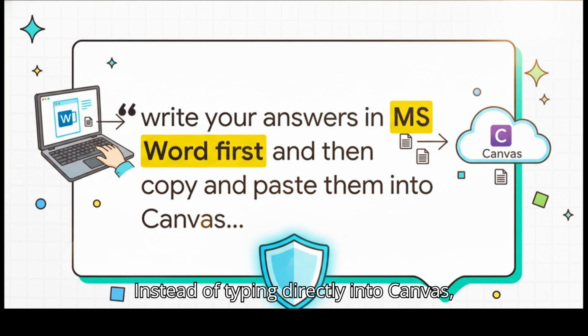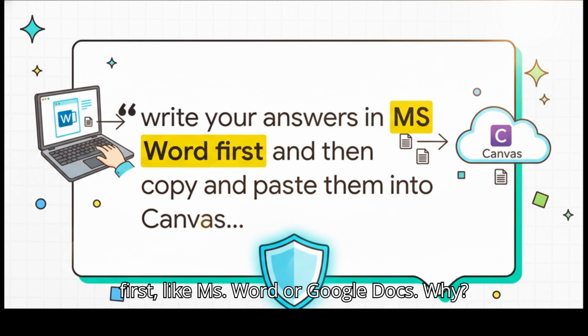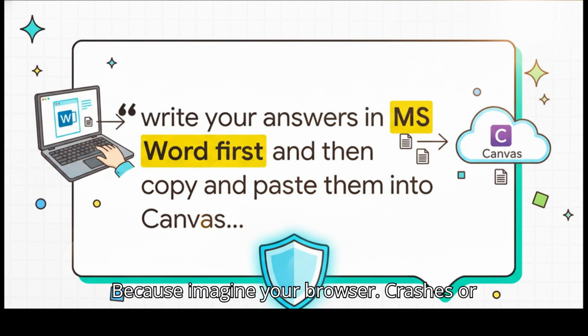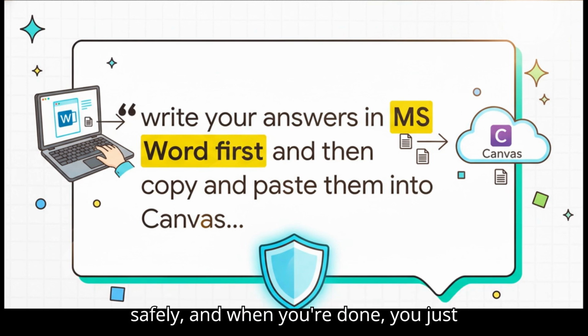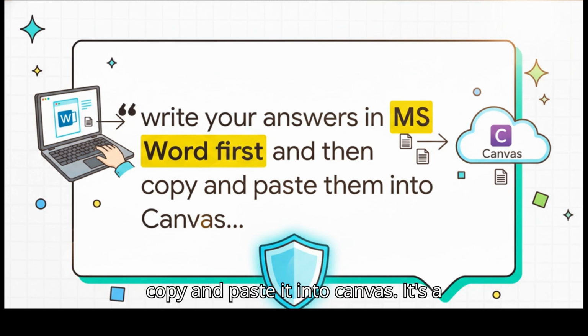Instead of typing directly into Canvas, write your answers in a separate program first, like MS Word or Google Docs. Why? Because imagine your browser crashes or your internet cuts out. You could lose everything. This way, you write everything safely, and when you're done, you just copy and paste it into Canvas. It's a total safety net.